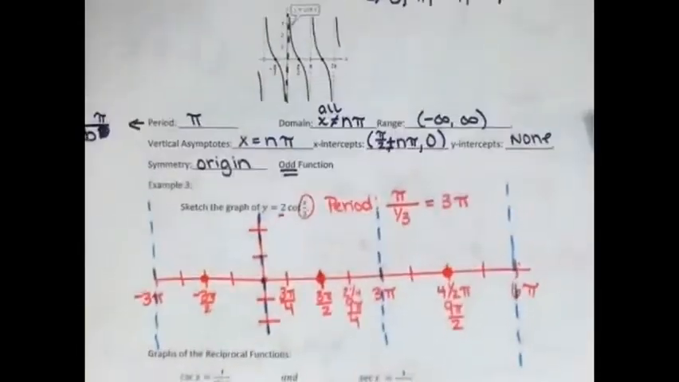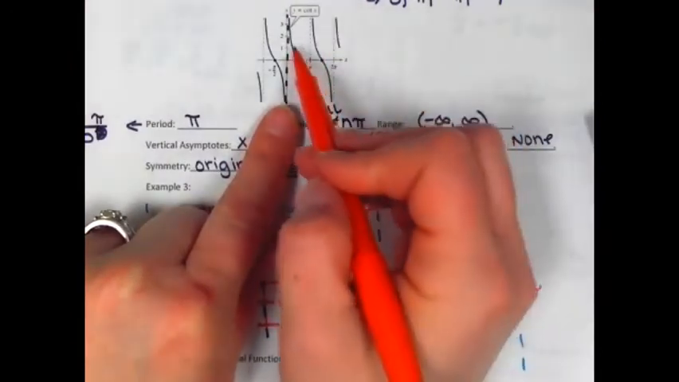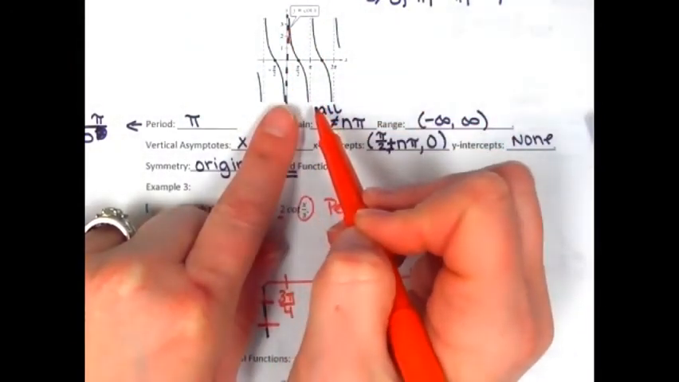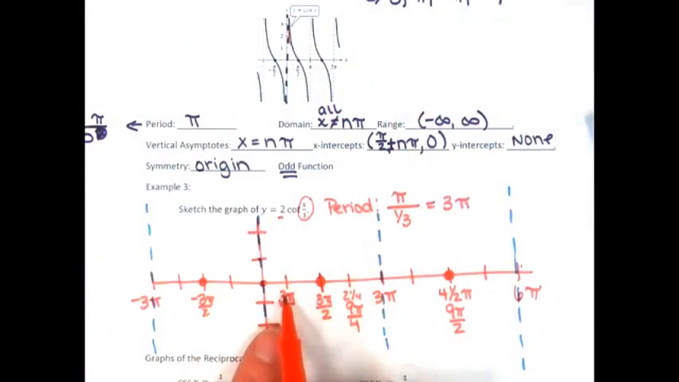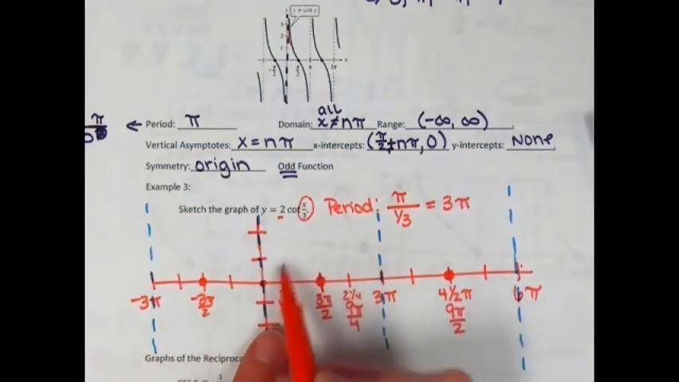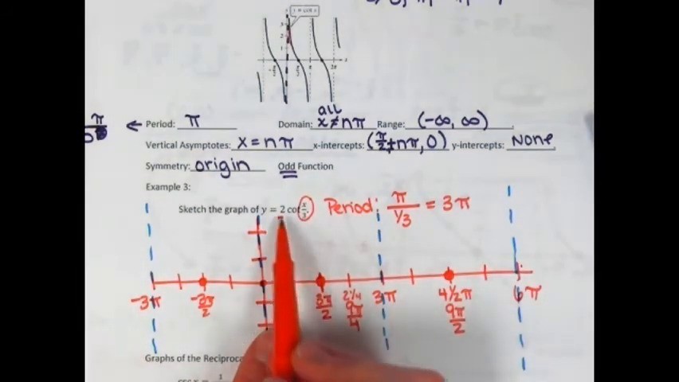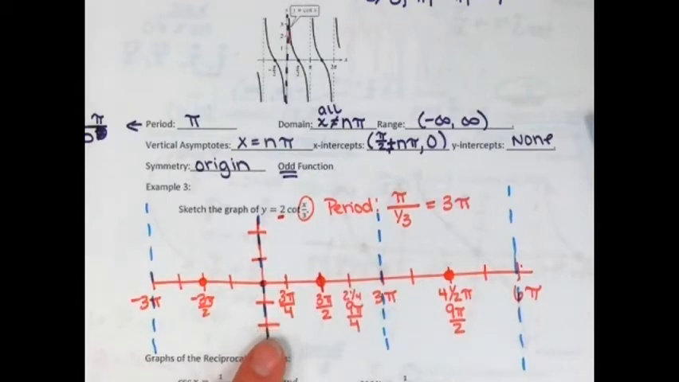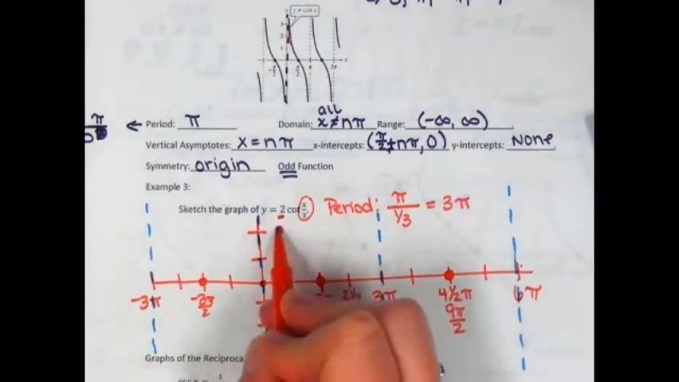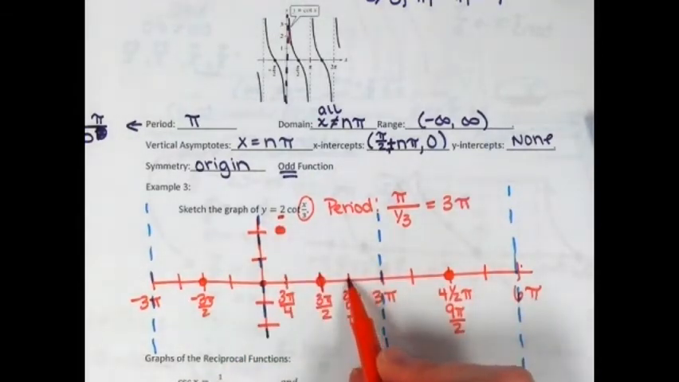Now, if you notice with our cotangent, we decrease from left to right. So we know at 3 pi over 4, we're going to have somewhere up here, a positive number. What is my amplitude? 2. So we're going to have 2 there. Then at 9 pi over 4, we'll be at -2.